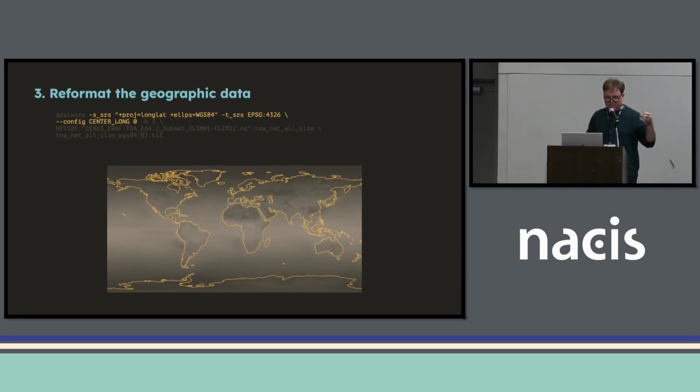And you set the source reference system, long lat projection, specify the ellipsoid, but nothing about the input lat and long or the corner coordinates, and then specify the target SRS, in this case back to EPSG:4326. And we need to be explicit about what we're setting the center longitude for. And so --config CENTER_LONG 0. And then you get a properly georeferenced global data set.